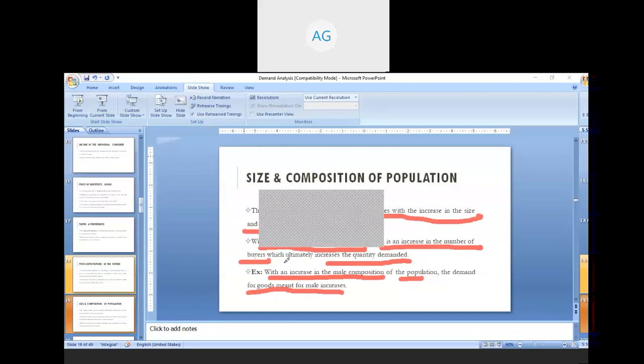So only 5 minutes are remaining for today's class. So let's discuss the remaining determinants of demand. So moving to the next slide.